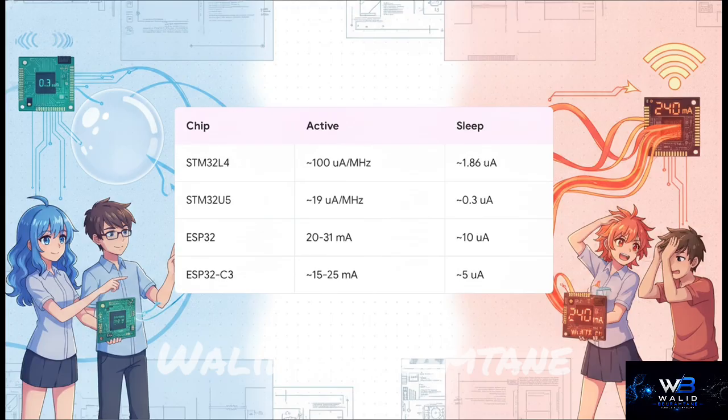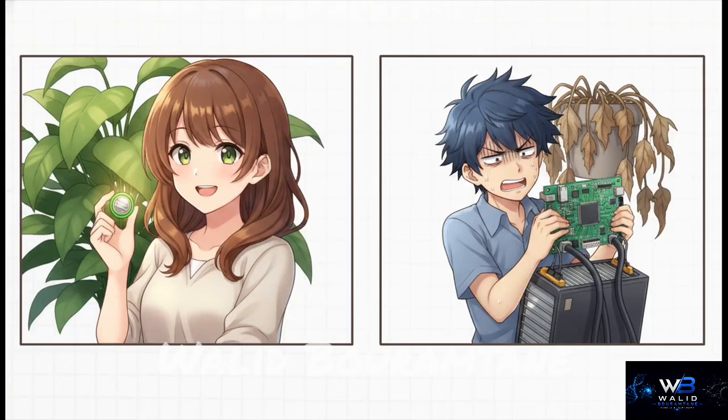Get this, an STM32U5 in shutdown mode draws a microscopic 0.3 microamps, while an ESP32 can get down to a respectable 5 or 10 microamps in deep sleep. Its active current spikes heavily. We're talking jumping all the way up to 240 milliamps during Wi-Fi transmission. To put that into real-world perspective, an STM32 can run for years on a tiny coin cell battery. An ESP32, it's much better suited for something plugged into the wall or running off a large LiPo battery.